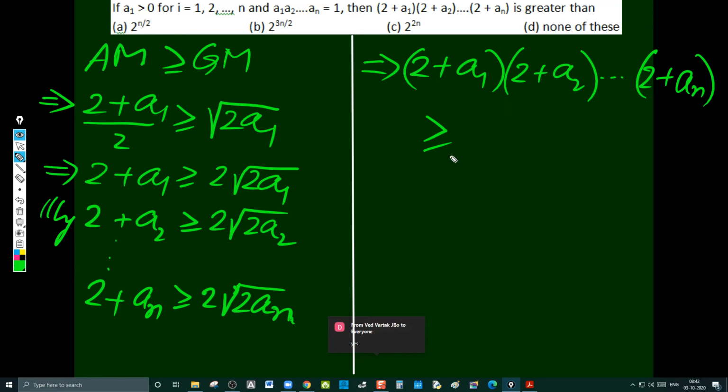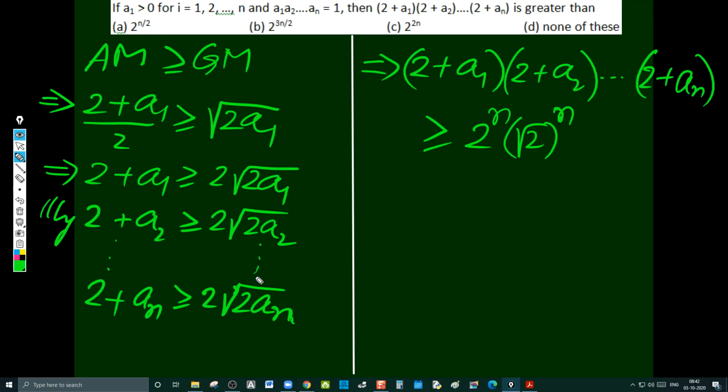Option B. He's saying, Prathamesh, how many 2's are there? N 2's are there. That becomes 2 power n. How many root 2's are there? N root 2's are there. So root 2 whole power n. And what about the other product, a1, a2, so on, an?